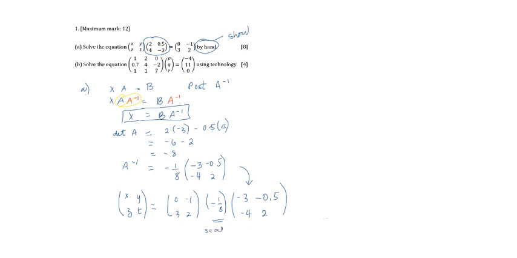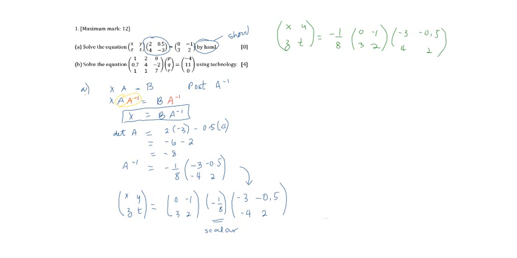We can arrange it. This is the same as x, y, z, t equals, we can just change its position. Again, it's not a matrix, it's just a scale. Then 0, negative 1, 3, 2, and negative 3, negative 0.5, 4, and 2.